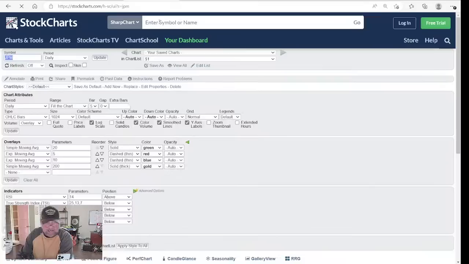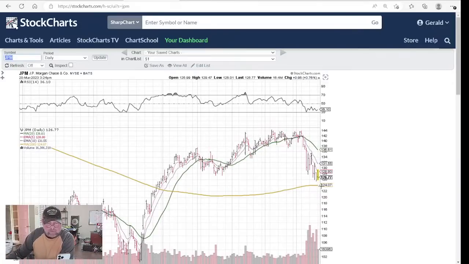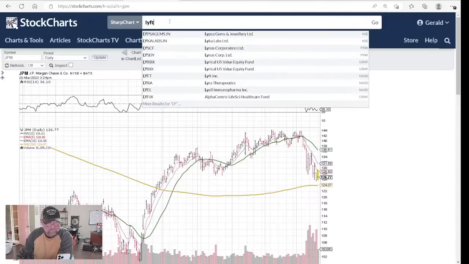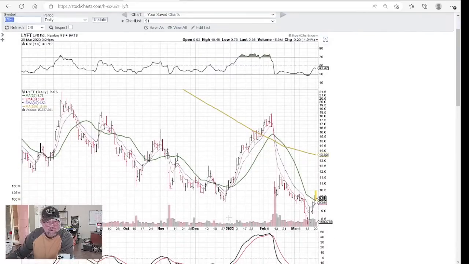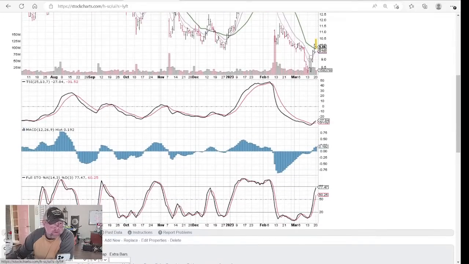Now, this is the play, stock-wise, as much as I don't like them. Where's... Wow, they're coming down. They're coming down, man. Let's check Lyft. So look at Lyft. See the pattern?